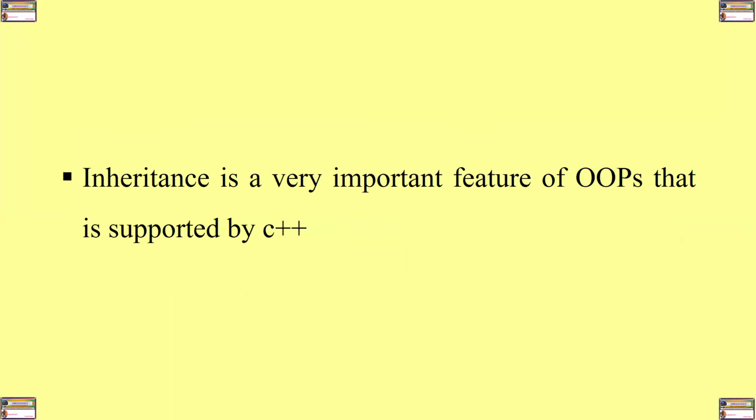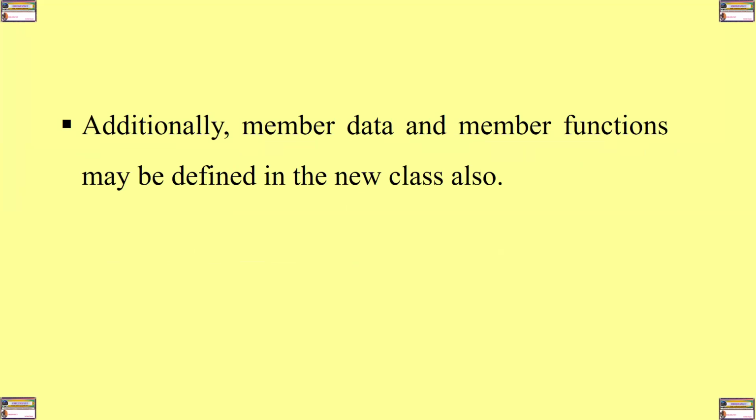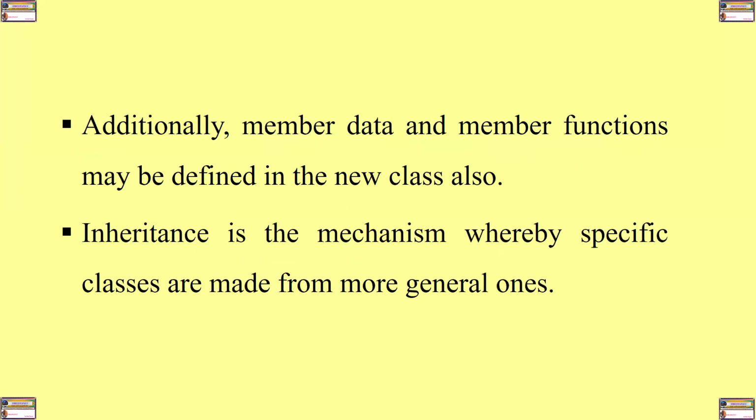Inheritance is therefore a very important feature of object-oriented programming languages that is supported, for example, by C++. A class may be defined in such a way that it automatically includes member data and member functions of an existing class. Additionally, member data and member functions may be defined in the new class also. Inheritance is therefore the mechanism whereby specific classes are made from more general ones.